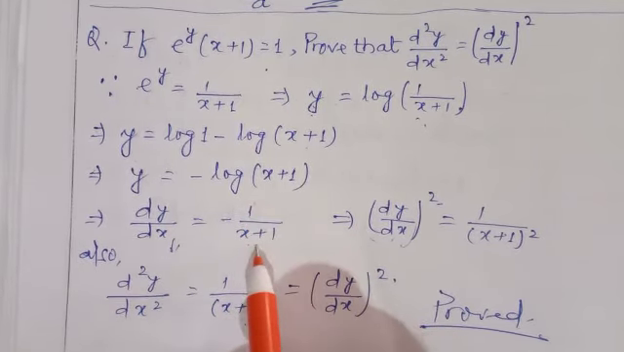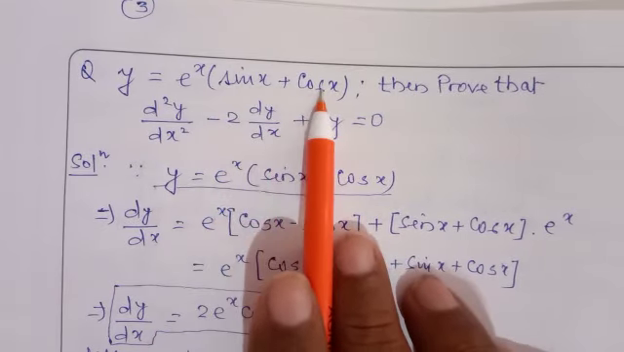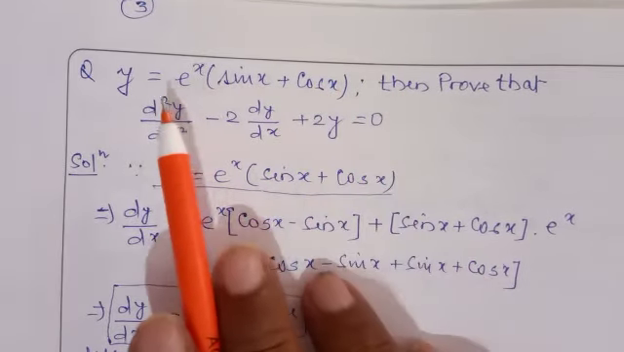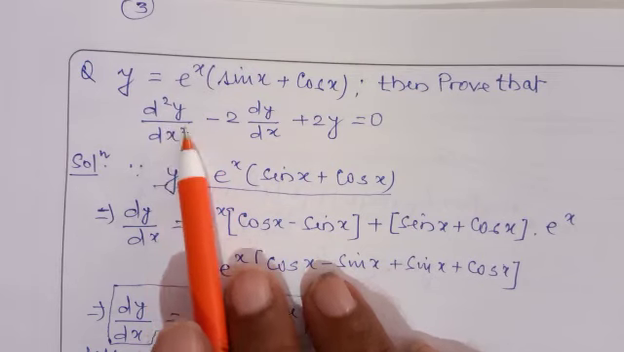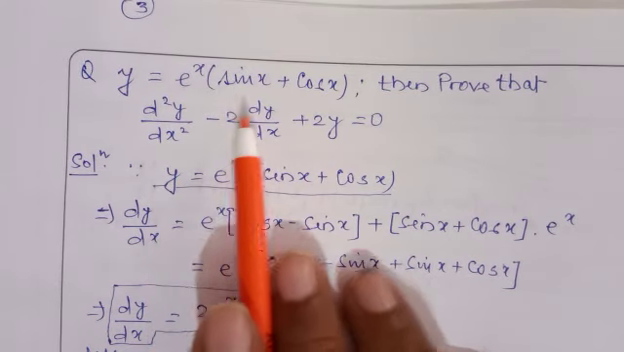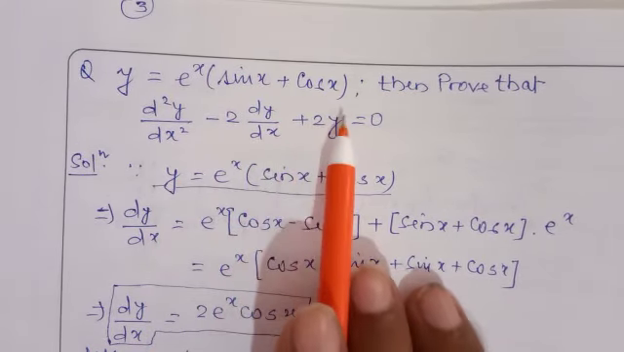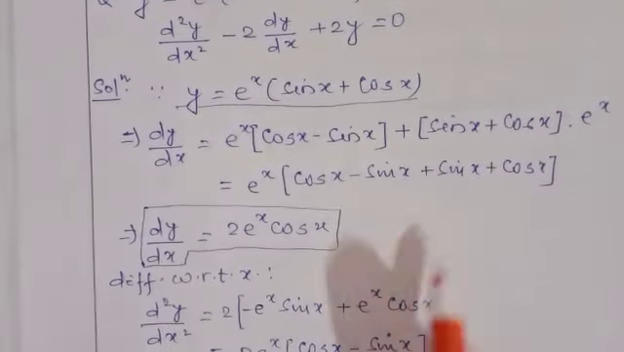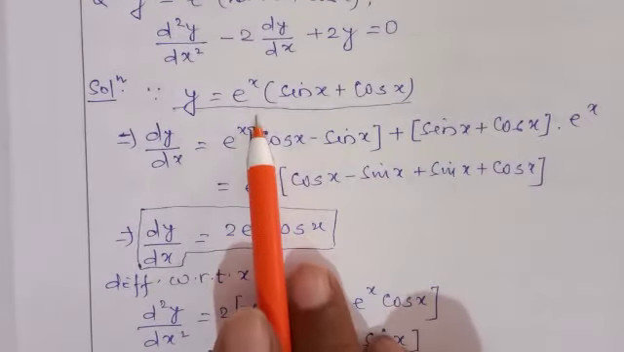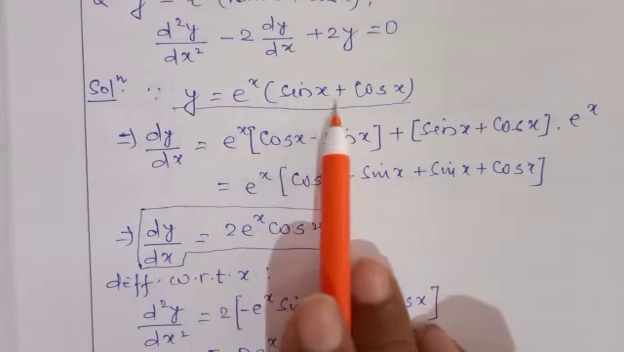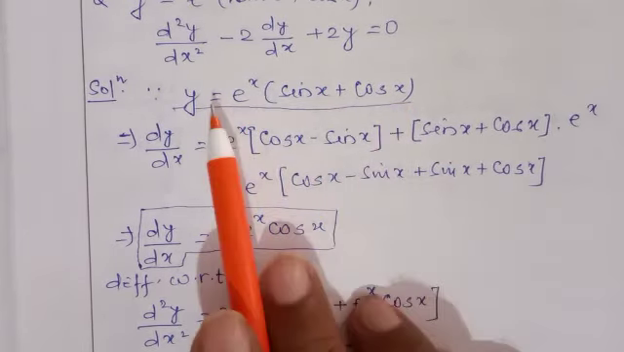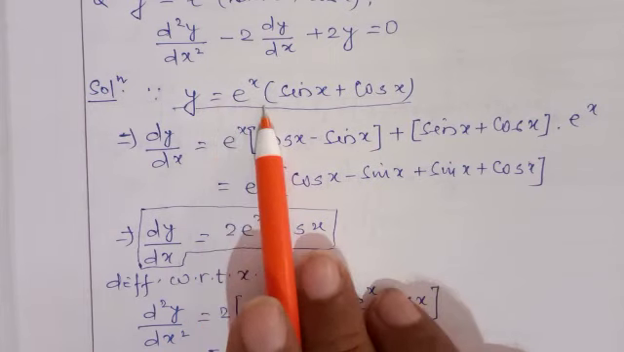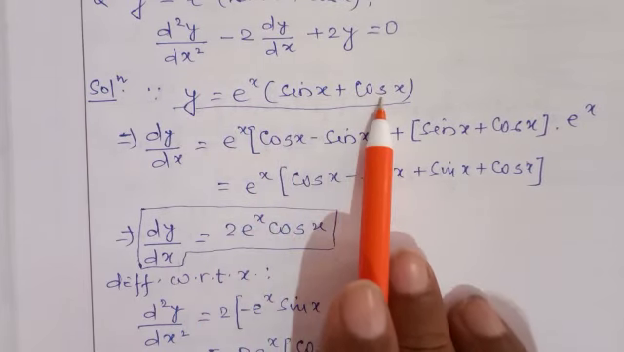If y is equal to e to the power x into sin x plus cos x, then prove that d2y by dx square minus 2 dy by dx plus 2y equals 0. See what is given. y is equal to e to the power x into sin x plus cos x. Differentiate both sides with respect to x.